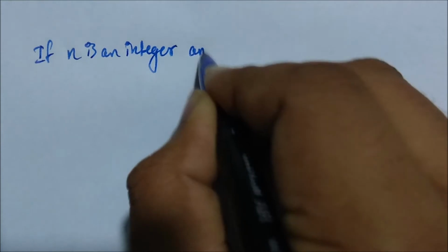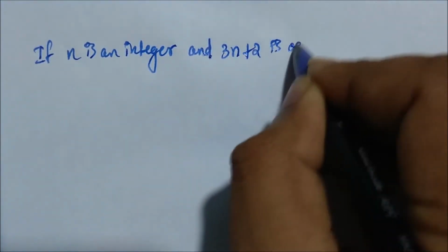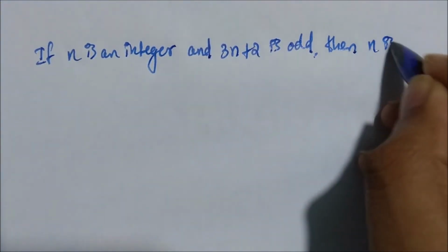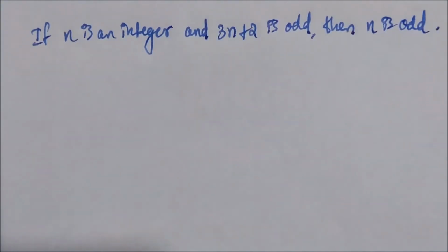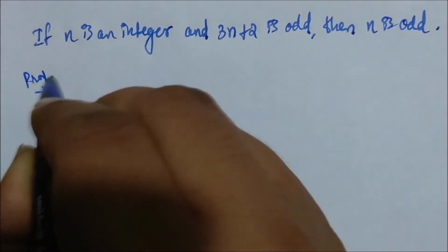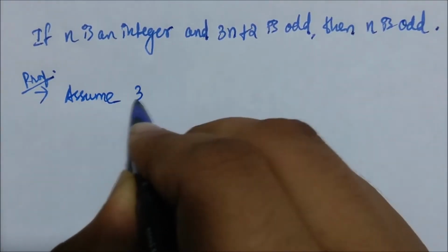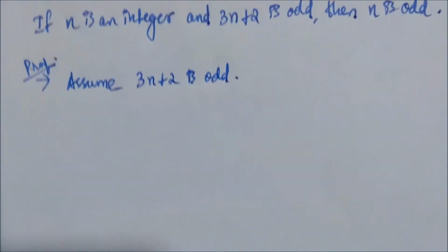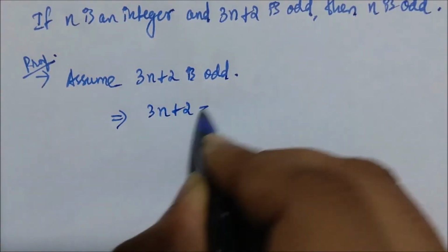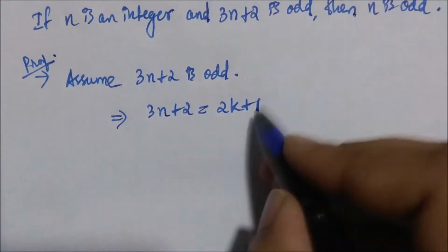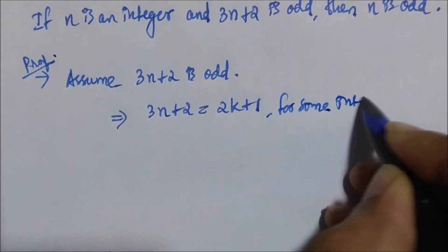Now we go to a third example where it becomes more interesting. The statement is, if n is an integer and 3n plus 2 is odd, then n is odd. So according to the direct proof method, we assume that 3n plus 2 is odd, which means that 3n plus 2 is equal to 2k plus 1 for some integer k. Alright, so which means that we get 3n plus 1 equal to 2k.